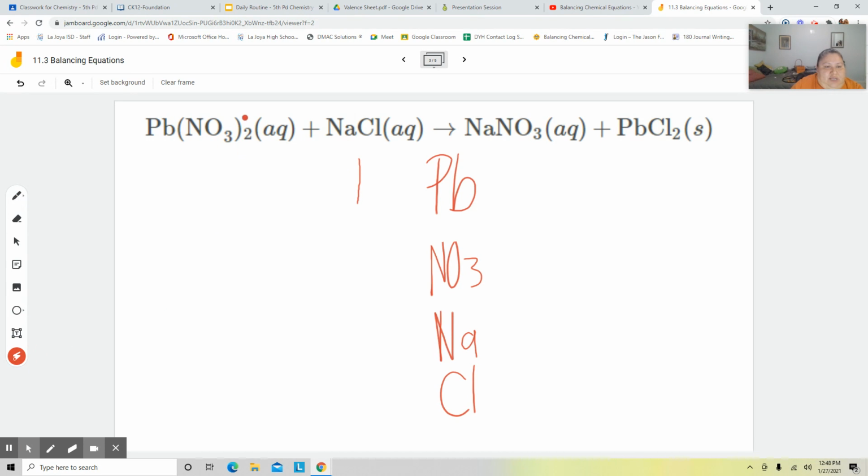How many nitrates? Remember, NO3 is a 1, right? All of NO3 is already counted. The 3's already in here. So what number is outside? How many do we have? 2. Very good. Okay. What's next? Sodium. How many sodiums? How many chlorine? 1. How many chlorines also?